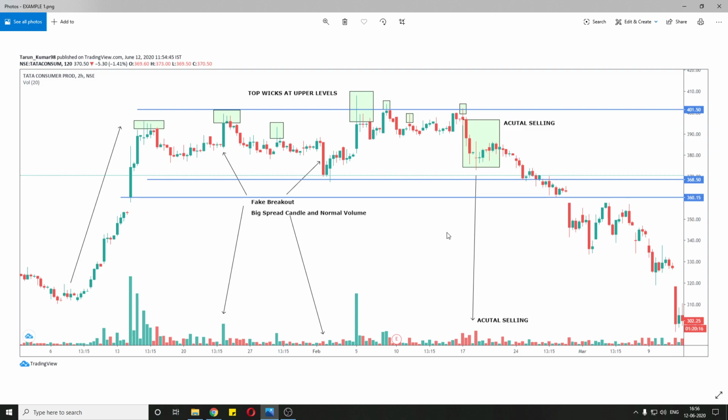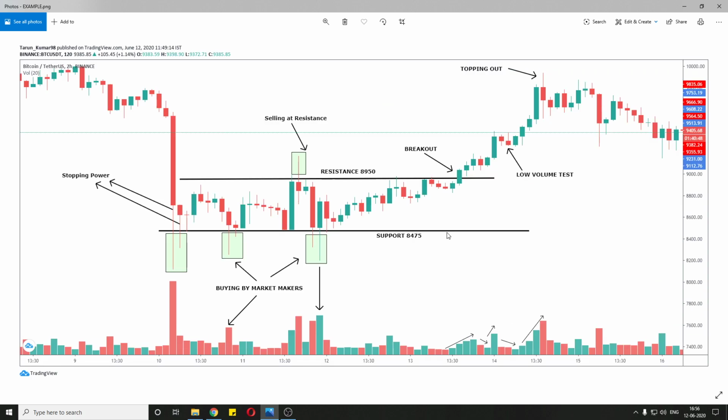This is Tata Consumer Products chart, and as you can see, we get a sideways market at the top which has upper wicks. You can pause this and read the chart if you want to. And this is the example of Bitcoin, which shows the buying climax as we see a lot of lower wicks and huge volumes, indicating that the market makers are buying. We get resistance and support, and then we finally get a breakout.